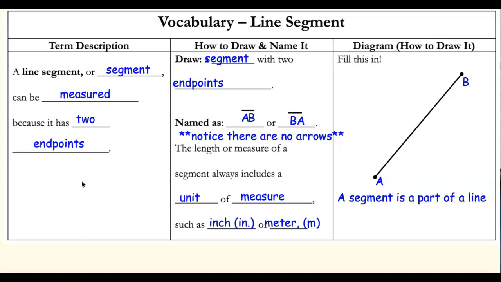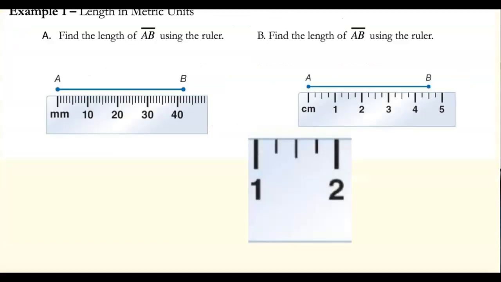So a line segment or segment can be measured because it has two endpoints. In order to do that, we draw a segment with two endpoints, named AB or BA. Notice that there are no arrows. The length or measure of a segment always includes a unit measure, such as inches or meters or something like that. A segment is a part of a line. It's not a whole line, it's just a section.